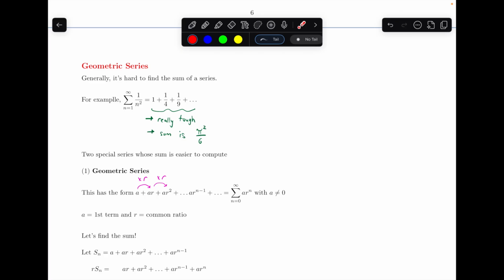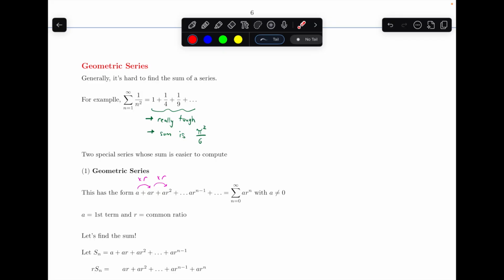In this series, I'm going to specify that I want a to be not 0, because if I started with 0 and multiplied it by anything, I would just get 0 plus 0 plus 0, and that's not very interesting. And this number that I keep multiplying by, I call that r, which is the common ratio. There's a really nice way to find the sum of a geometric series, so I want to talk about that. If I just took the first n terms, that's the nth partial sum. I'm calling it S sub n.